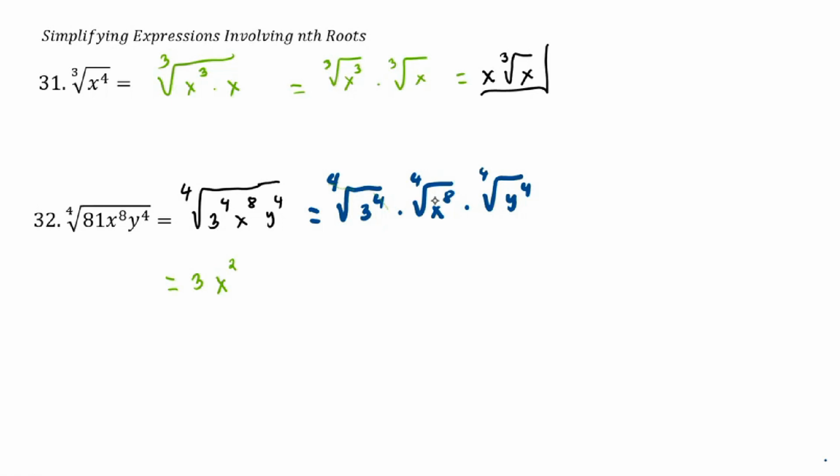And this one also, y raised to 4. So 4 divided by 4 is 1. So the remaining is just y. We have to cancel the radical sign, and then the exponent is 1, therefore just y. In this case, 8 divided by 4 is 2, so the remaining exponent is 2, but we have to remove the radical sign. So that's why it becomes 3x squared y.